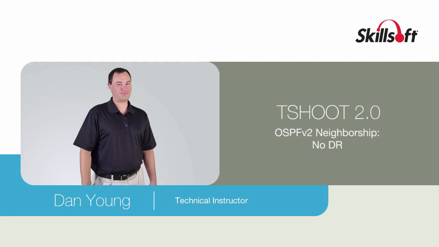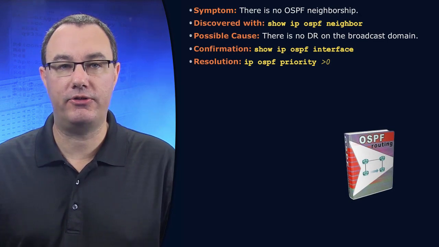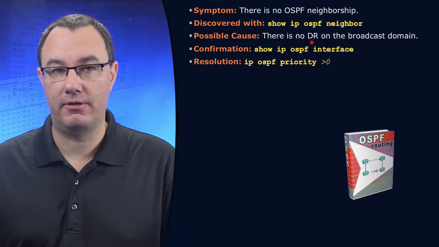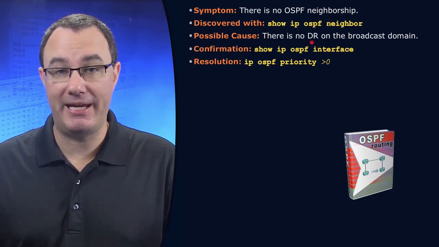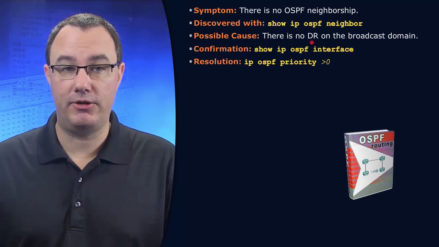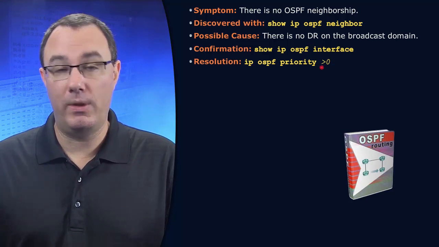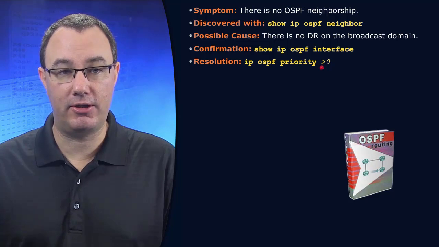If you're looking at OSPF neighborship across an Ethernet network, we have to make sure that there is a designated router. This is a requirement. On networks that demand communication to the designated router, there has to be one. And you can disable the willingness of a router to become the designated router by setting the priority to 0.